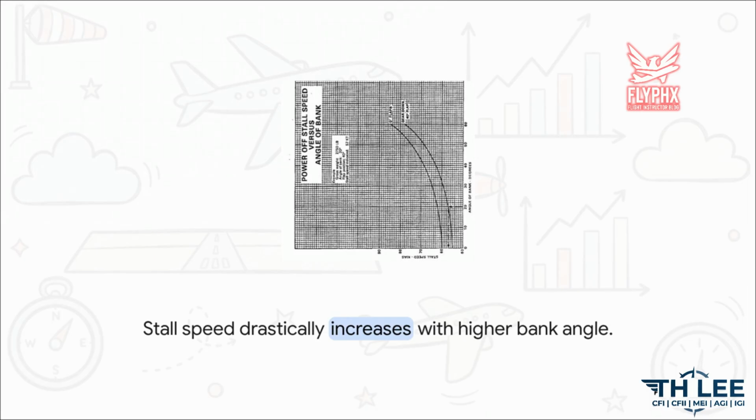Moving on. This power-off stall speed versus angle of bank chart gives us some stark visual proof of a dynamic you absolutely must respect. Look at what happens as your angle of bank increases. Your stall speed shoots up dramatically. Why? It's all because of that extra load factor pushing down on the wings during a turn. It's basically a perfect reminder of why steep turns demand hyper-awareness of your airspeed.